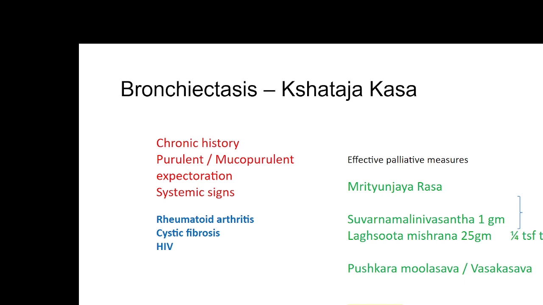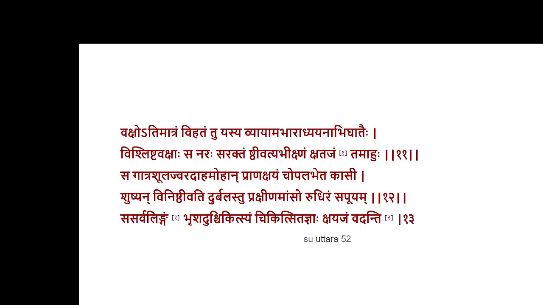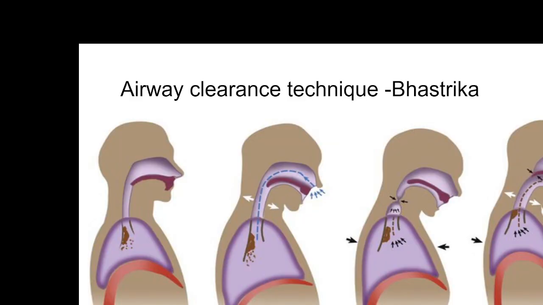One of the important issues is that many patients of bronchiectasis may have other systemic pathology like rheumatoid conditions, cystic fibrosis or HIV-like conditions, which have to be handled very carefully and avoided. That's one of the issues. And the same also could be considered as Kshatajakasa, Vakshavati Matram Hetutiyasya. The same, of course, in Sushruta Samhita, not much of a difference there.